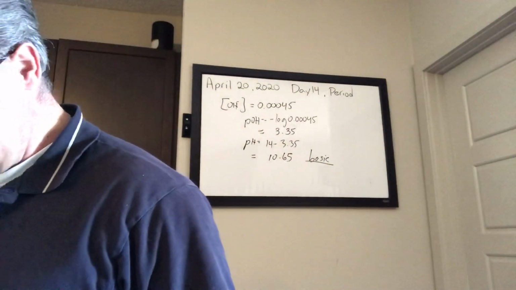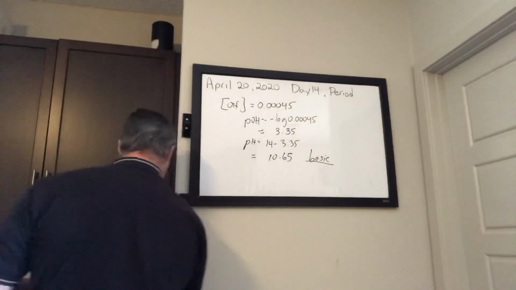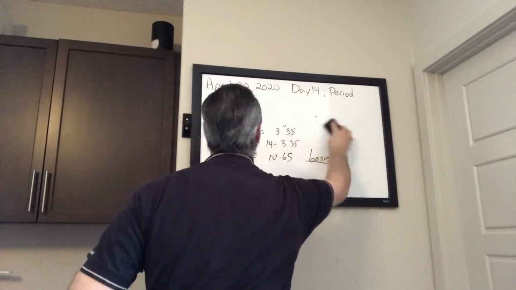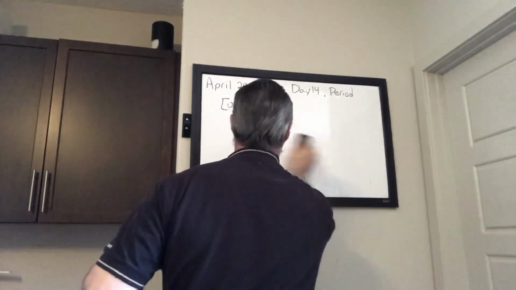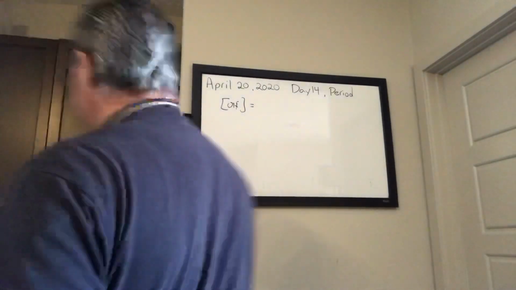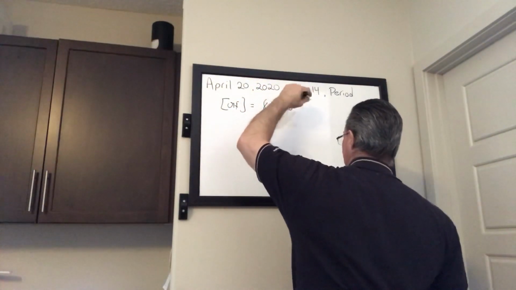Next, if the hydroxide ion concentration is 8.8 times 10 to the negative 9. That's kind of a tricky question. But let's look at how that works. What's that again? 8.8 times 10 to the negative 9 molar.